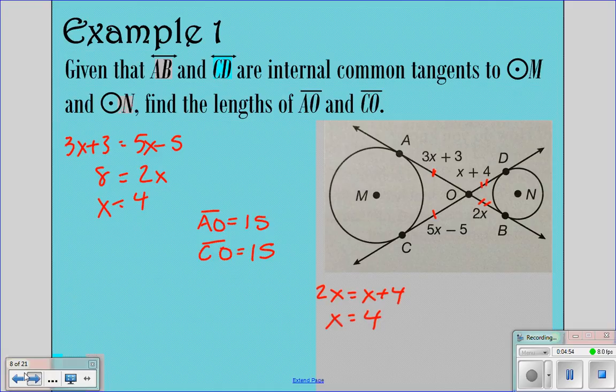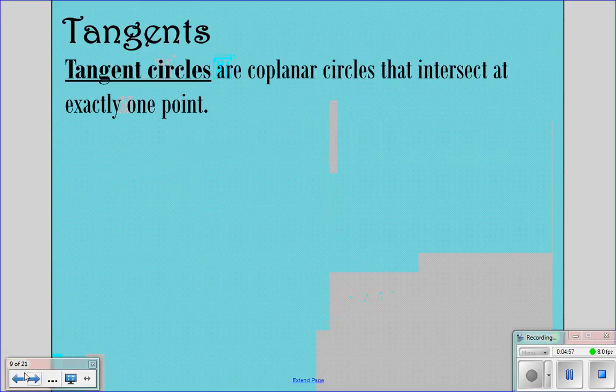Looking at tangent circles. Tangent circles are coplanar circles, so they're in the same plane, and they intersect at exactly one point.